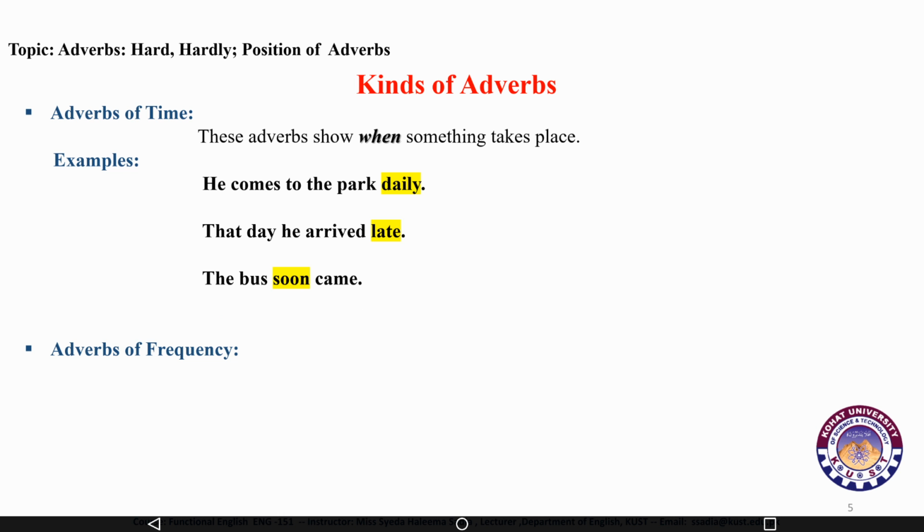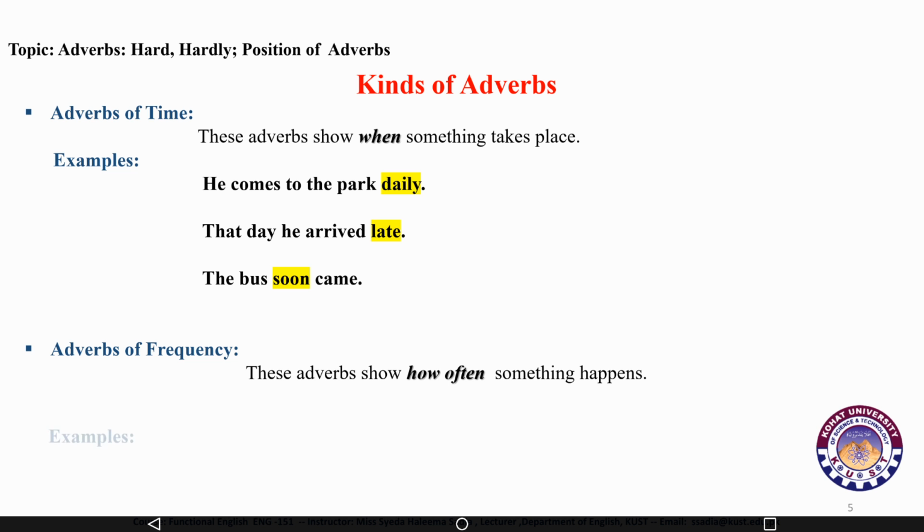Then come adverbs of frequency. Adverbs of frequency show how often something happens, like what is the rate of something happening.